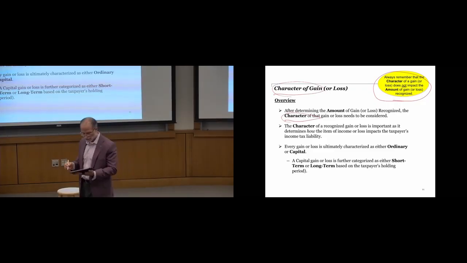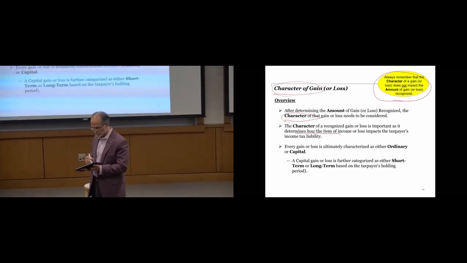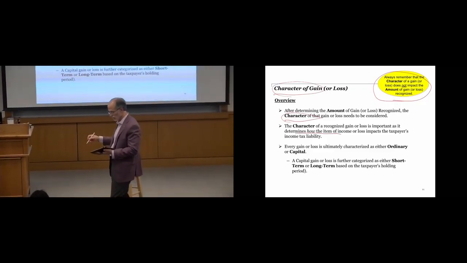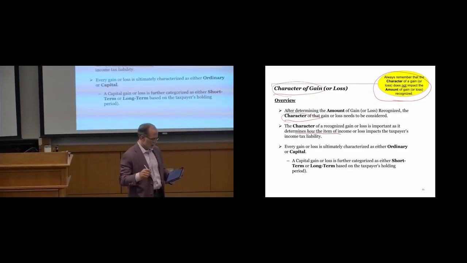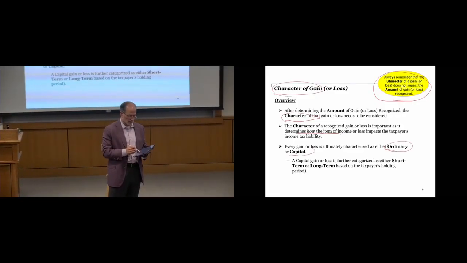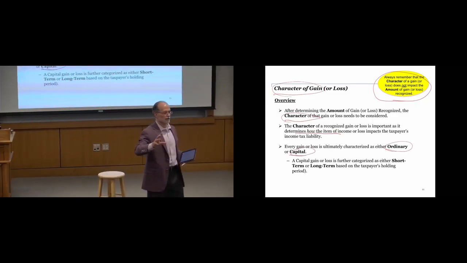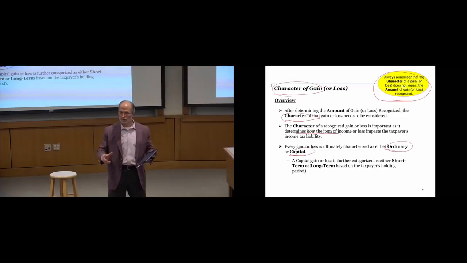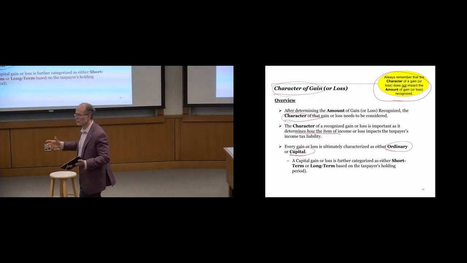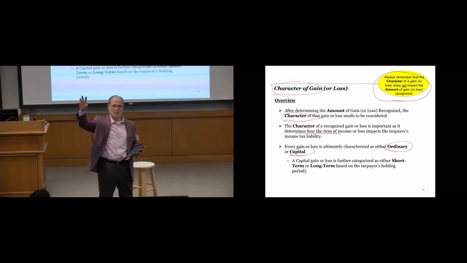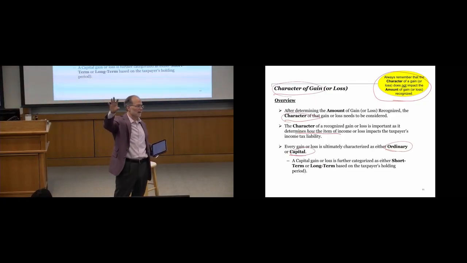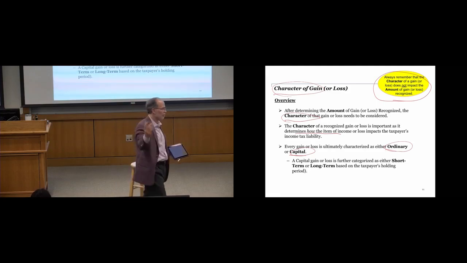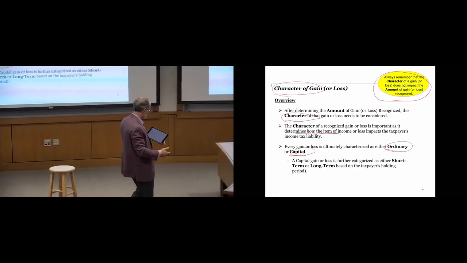So the character of a gain or loss is important as it determines how the item of income or loss impacts your tax liability. Every gain or loss is ultimately characterized as either ordinary or capital. Ordinary, just think of it as regular or normal, if you will. Capital is a specific type of asset. You're either capital by virtue of the nature of the asset. If you're not capital, you're ordinary. Okay?